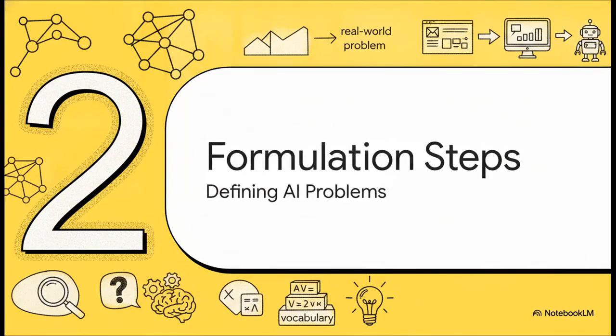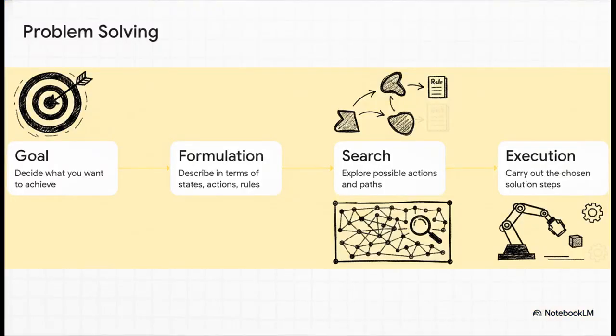Moving right along to Section 2, problem formulation steps. Let's talk about defining these AI problems. Now that we've got our vocabulary down, there are 4 overarching steps an AI agent actually takes to formulate and solve a problem. Step 1 is goal formulation, deciding exactly what outcome you want to achieve.